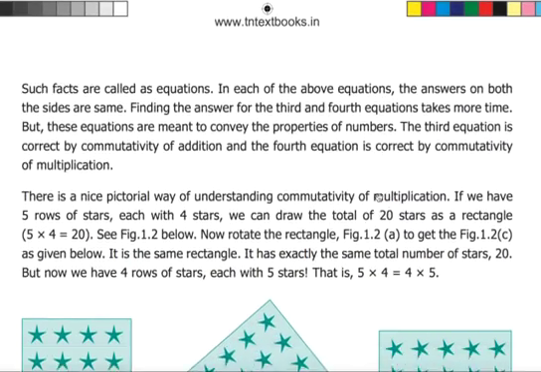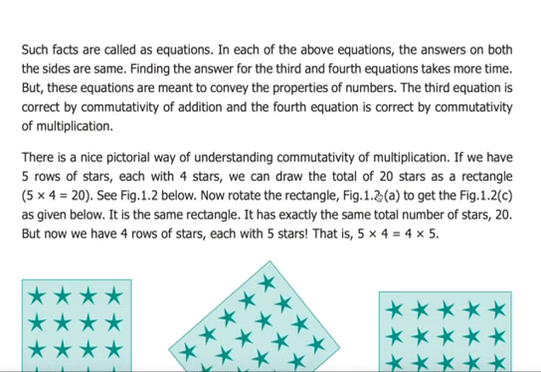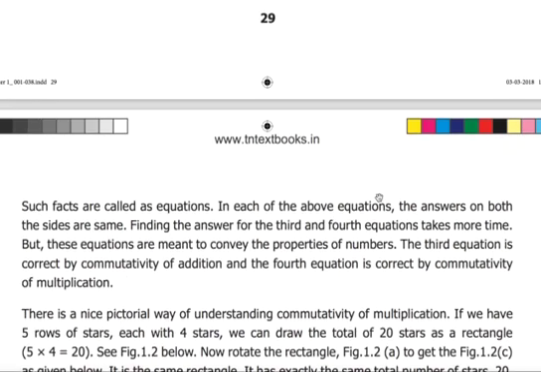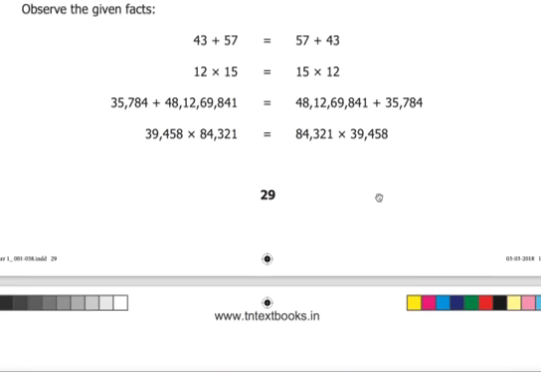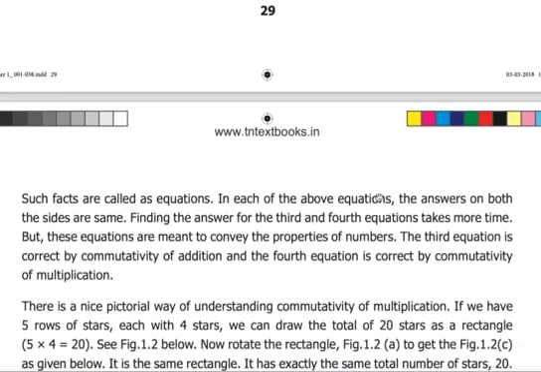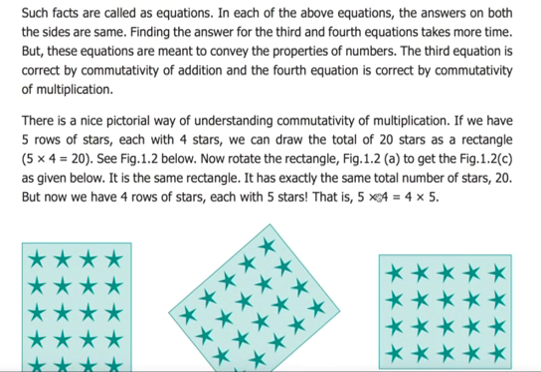Such facts are called equations. In each of the above equations, the answers on both sides are same. Finding the answer for the third and fourth equations takes more time, but these equations are meant to convey the properties of numbers. The third equation is correct by commutativity of addition, and the fourth equation is correct by commutativity of multiplication.